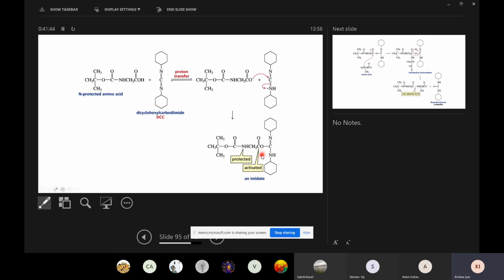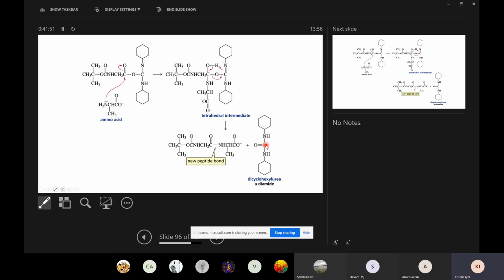Okay. So now I have protected the amino group and I have activated the carboxyl group. Now all I have to do is introduce the second amino acid, and when it comes in with its lone pair of electrons, it has a very high tendency to react with this carbonyl, because it can eliminate this group as a good leaving group. And when this leaves, you end up getting dicyclohexyl urea. At the same time, we have formed the peptide bond.